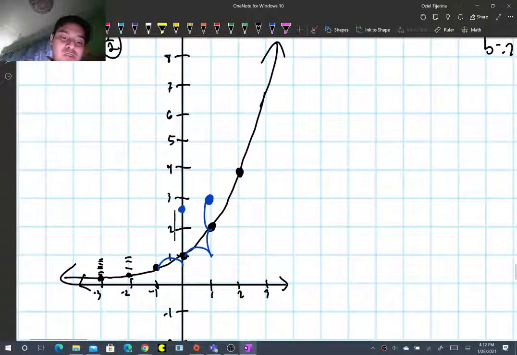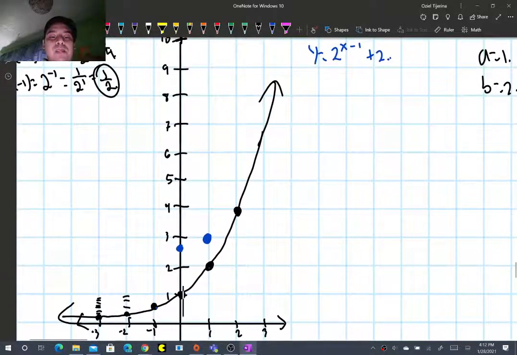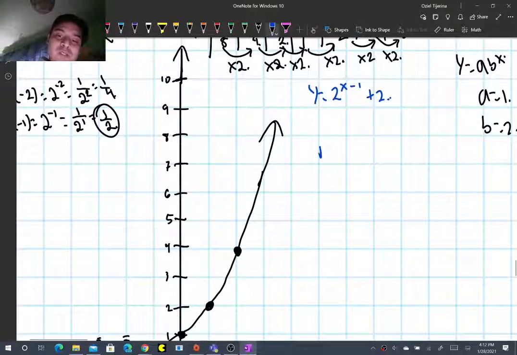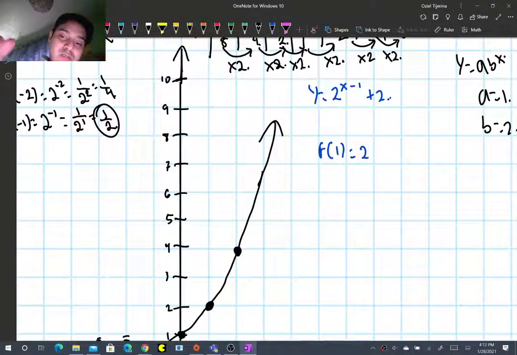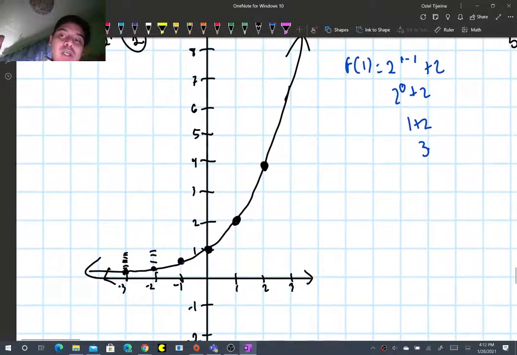Now, if you really don't like to do that, you can just do a table of values, okay? Because I know that it's kind of frustrating and confusing. So, for example, let's just do f of 1. We would have 2 to the 1 minus 1, plus 2. This would be 2 to the 0 plus 2, which is 1 plus 2, which is 3. So when we plug in 1, we're going to get 3 out of it.